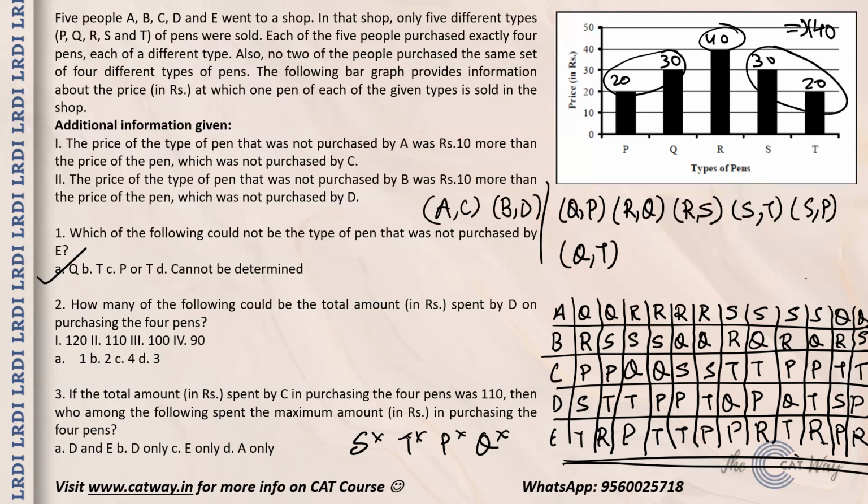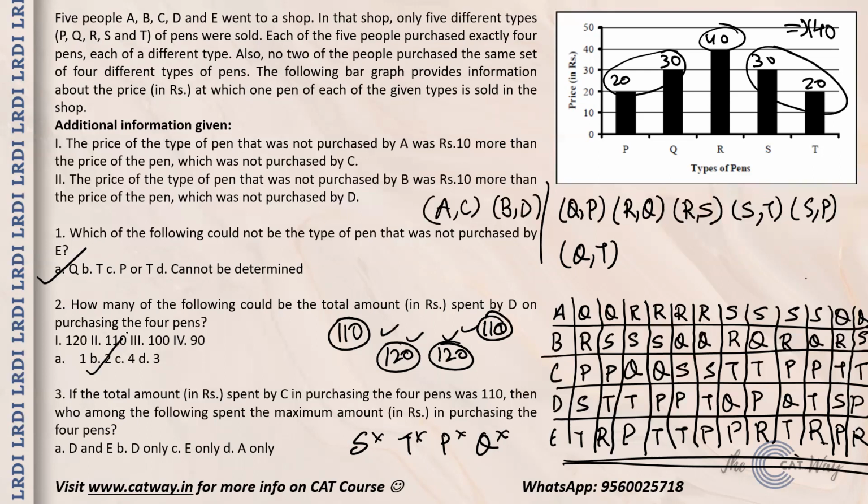So if he leaves S, let's say, in that case D will be spending 110. If D leaves T, in that case D is going to spend 120. If D leaves P, then also D is going to spend 120, and if D leaves Q, then he is going to spend 110. So only these are the possible amounts of money that D could spend. Among the options, there are 2 options. So option number B, 2, is the right answer.